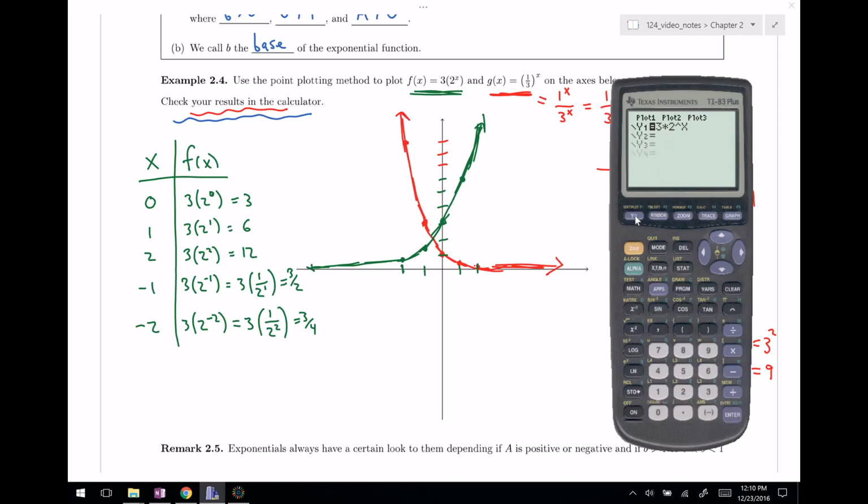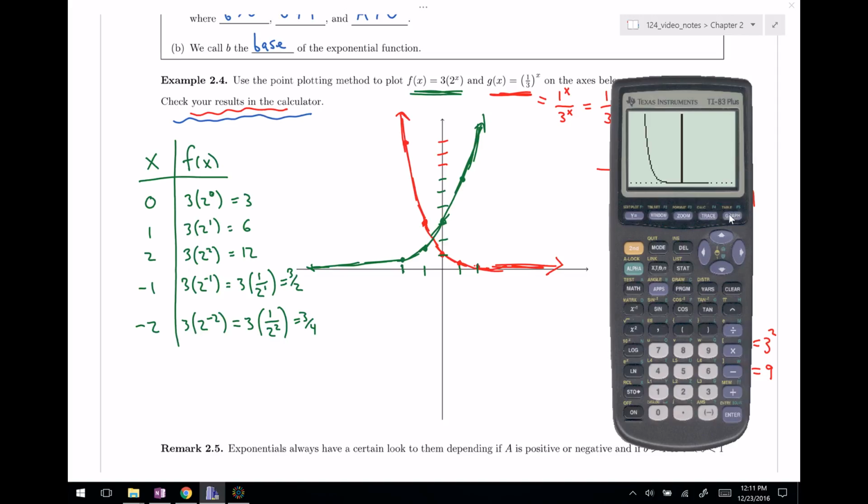Let's go ahead and plot the other one then. So let's see, I'm going to go ahead and just clear. Okay, so 1 over 3, close parentheses, raised to the x power, graph. Now I'm probably going to have to reformat this again. Oh, it actually doesn't look half bad. So you can see it zooms down and then it just kind of stays there for a while.